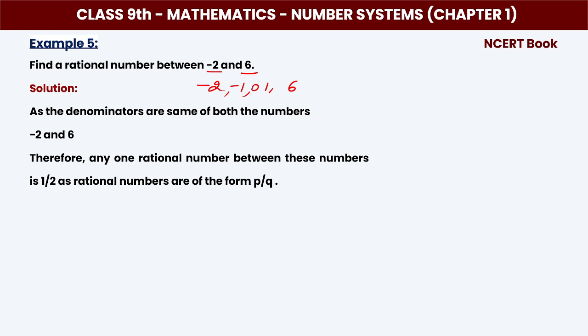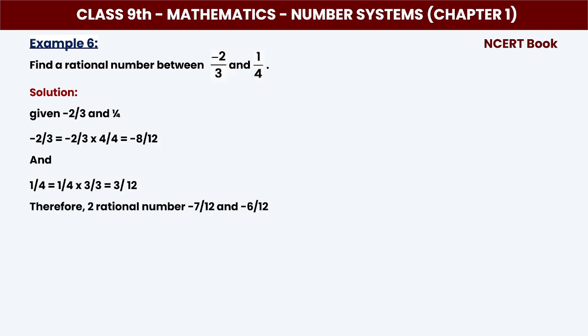Instead of using the formulas, just simply take any number which is between minus 2 and 6 because these all are in the form of p value. Find a rational number between this. So for the numbers which are rationals, these already they are rationals. Here the problem is what? We are not having the same factors, same denominators, right? So we will make them same.